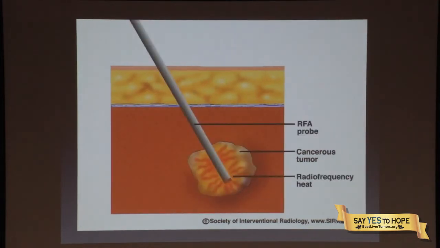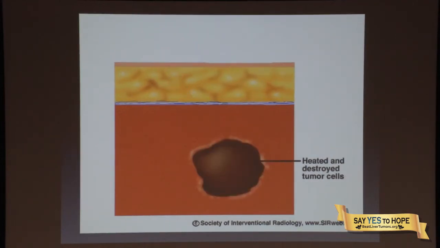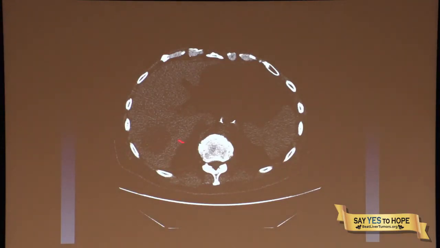Here again is what we talk about, the RFA. You put a probe in, you actually burn the tumor. Here's a lesion in the liver. I'm sorry these are coming out so dark over here, or maybe it's just the angle I'm standing at. Here's the liver again, and you see there's a big tumor here.